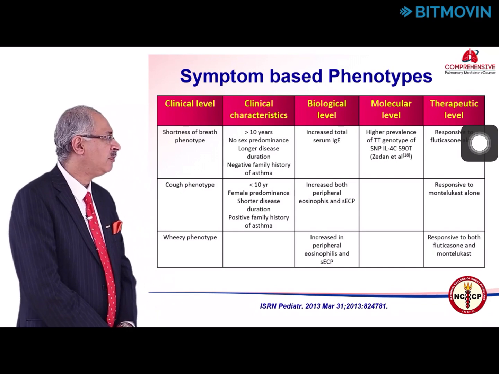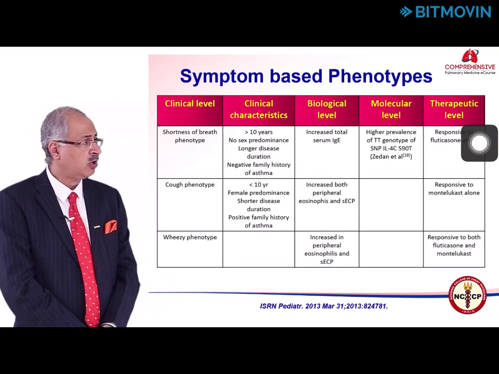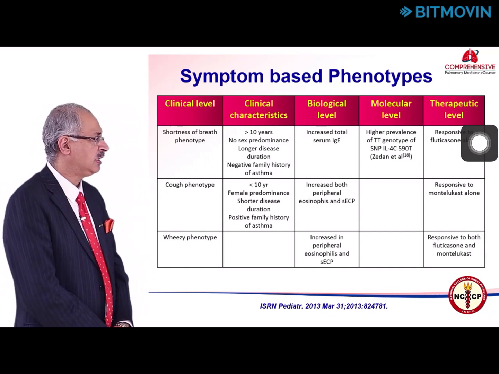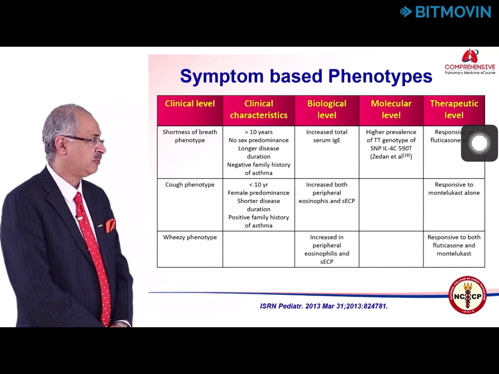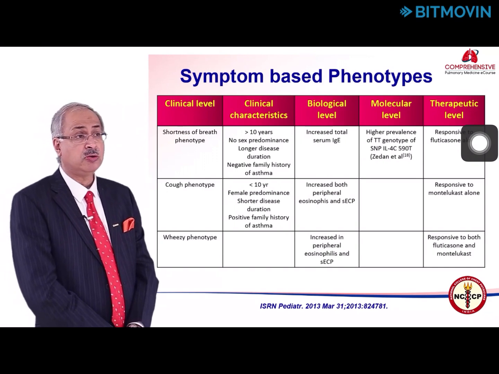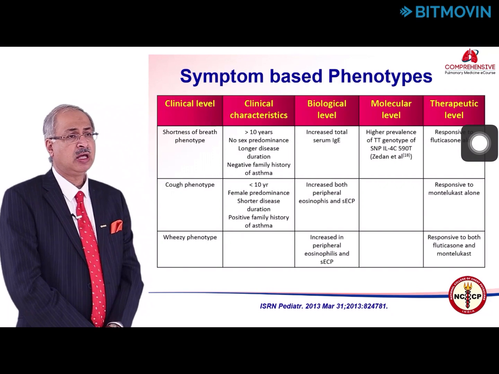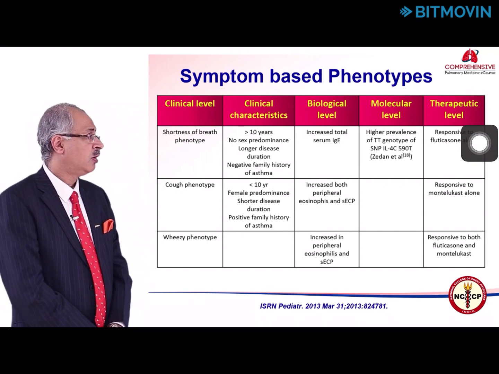And the majority of those with shortness of breath will respond to inhaled corticosteroids. The cough phenotype, which you commonly see with a female predominance, a shorter disease duration and a positive family history, predominantly responds to Montelukast. On the other hand, the wheezy phenotype will respond to both inhaled corticosteroids as well as Montelukast.